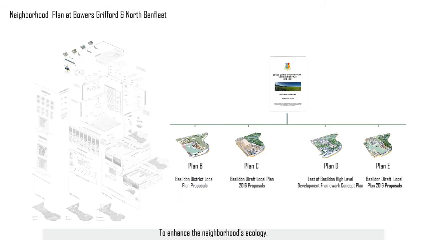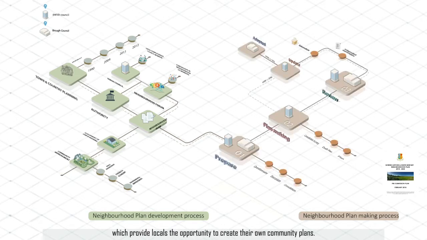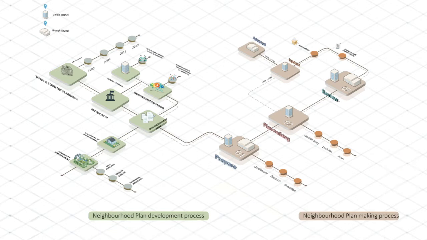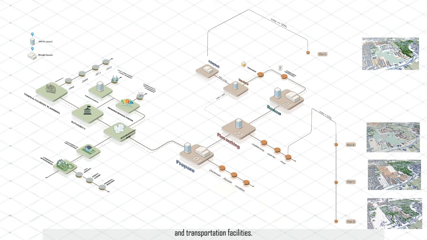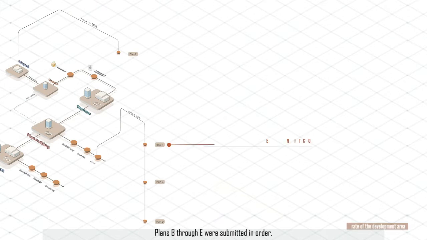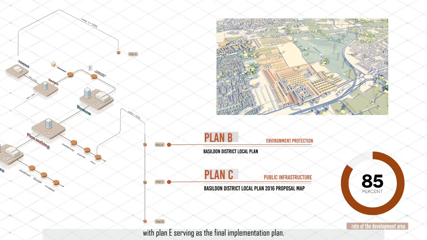To enhance the neighborhood's ecology, four local planning solutions have been proposed. In 1990, the UK started to create regional laws, which were gradually modified. For improving regional and environmental planning, this includes neighborhood plans, which provide locals the opportunity to create their own community plans and help the local government create plans. A neighborhood plan for Basildon includes new schools, 2,000 homes, and transportation facilities. Plans A through E were submitted in order, with Plan E serving as the final implementation plan.